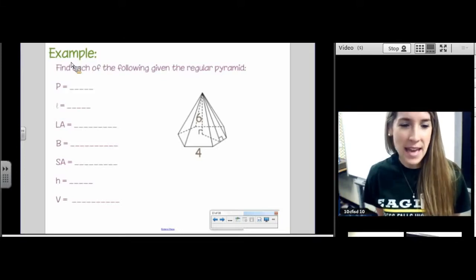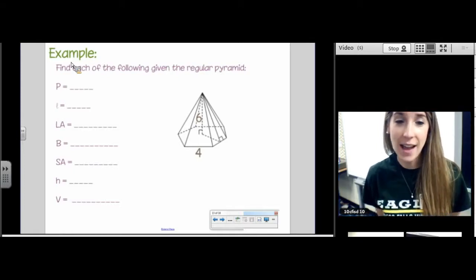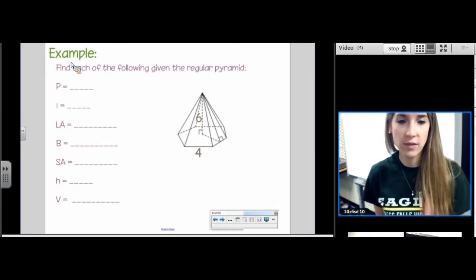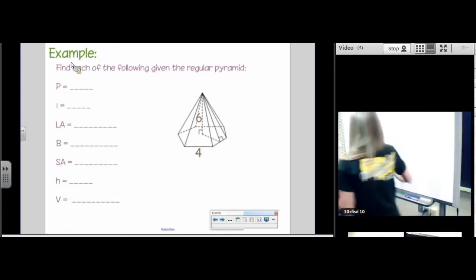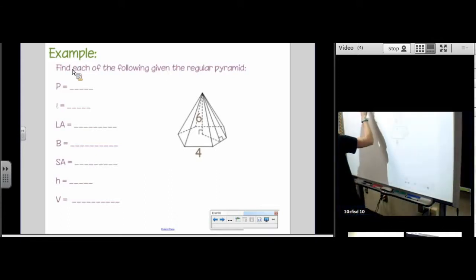Okay, P, what is capital P in this example? Everyone type it. This is a hexagonal pyramid. Good, it's 4 times 6. There are 6 sides, and each side is 4. So capital P is 24.